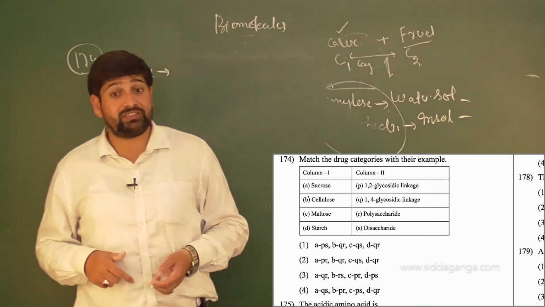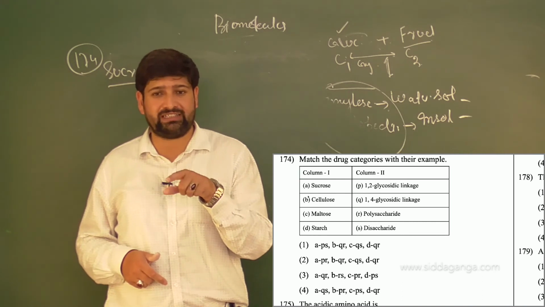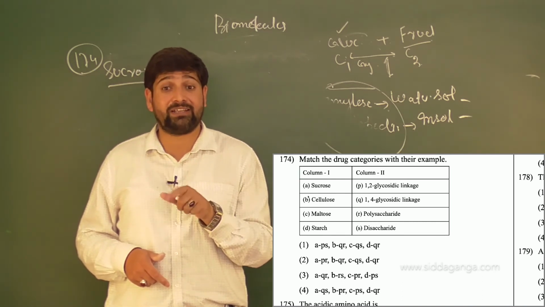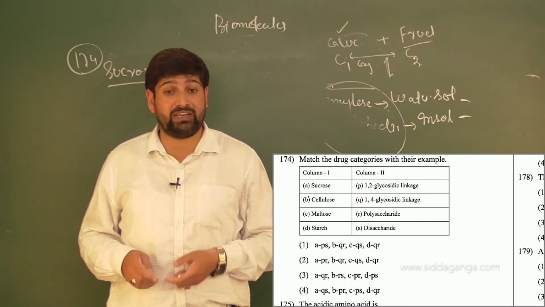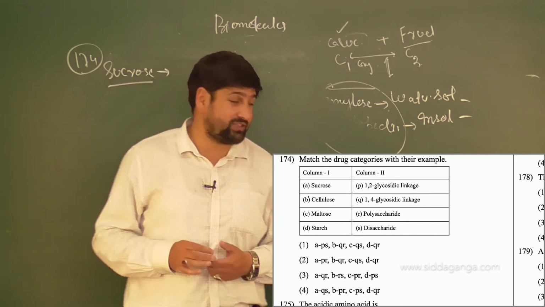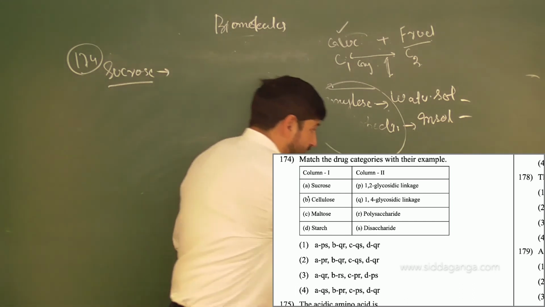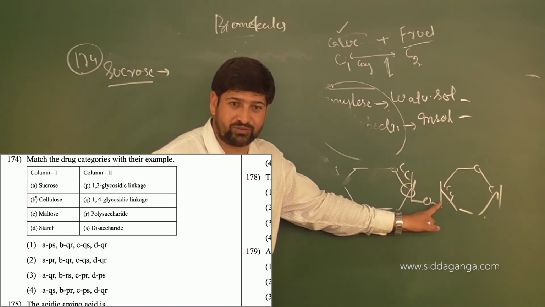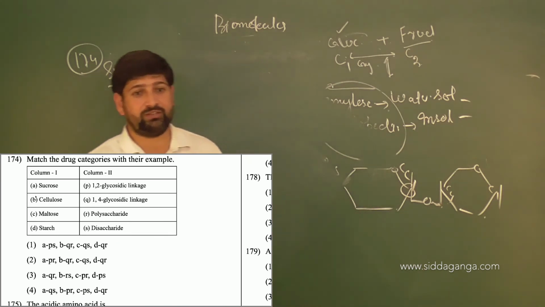Let us see C. C is maltose. First of all, maltose is a disaccharide. So C will match with S. C matches with S as well as Q, because in maltose again there is what linkage? 1,4-glycosidic linkage. A while ago I showed. This is carbon number 4. This is carbon number 1. So 1,4-glycosidic linkage is also exhibited there. So C matches with Q and S.